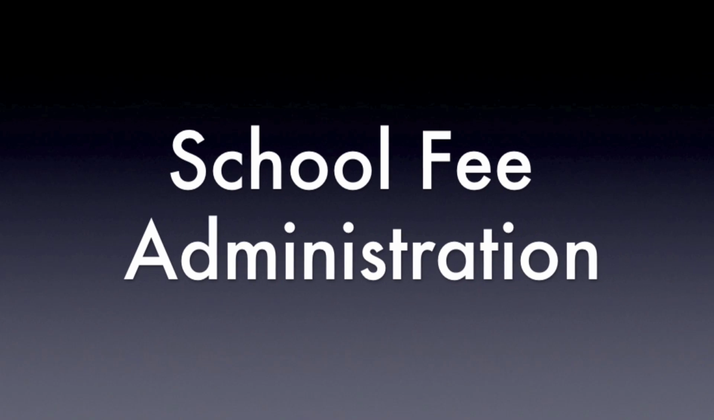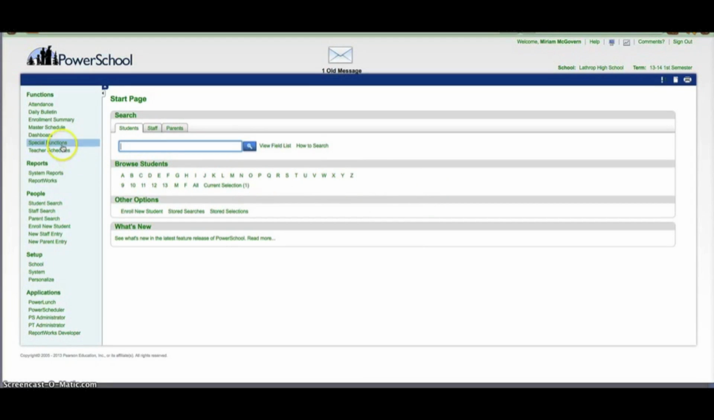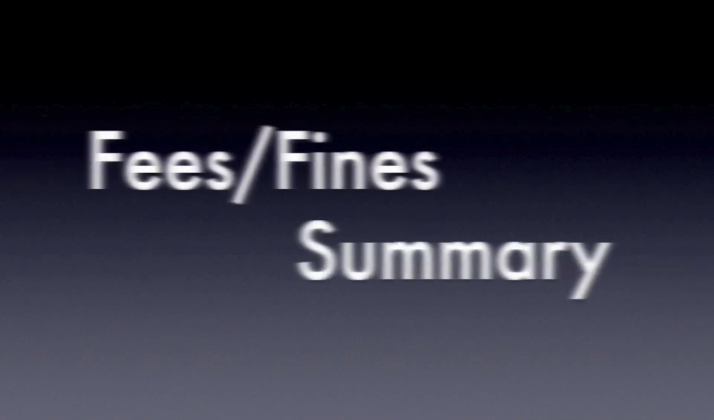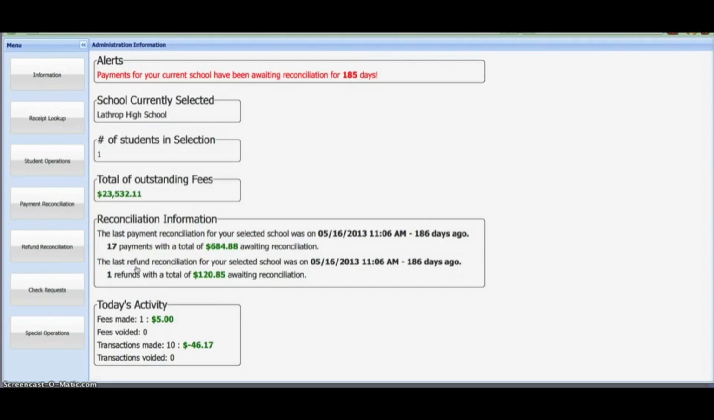Now let's move on to school fee administration. We'll get to the Fees Fines Administration by clicking on the Special Functions link from the Start page. Scroll down to the Fees Fines Administration and click on that link. Initially, you'll get the Fees and Fines summary for your school. This shows the total fees owed and the reconciliation status.